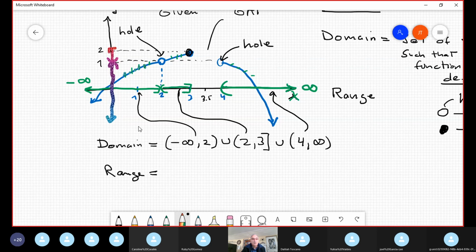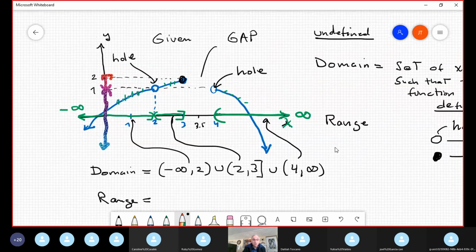At 2 is a bracket, because it's defined. And we have no curve. We have no 0, no curve, and 3, 4, 5, 6, 7. So the range is defined only in this interval. And this interval goes from negative infinity. Look, this is negative infinity, to 1. Not including 1, because at 1 we have a hole.